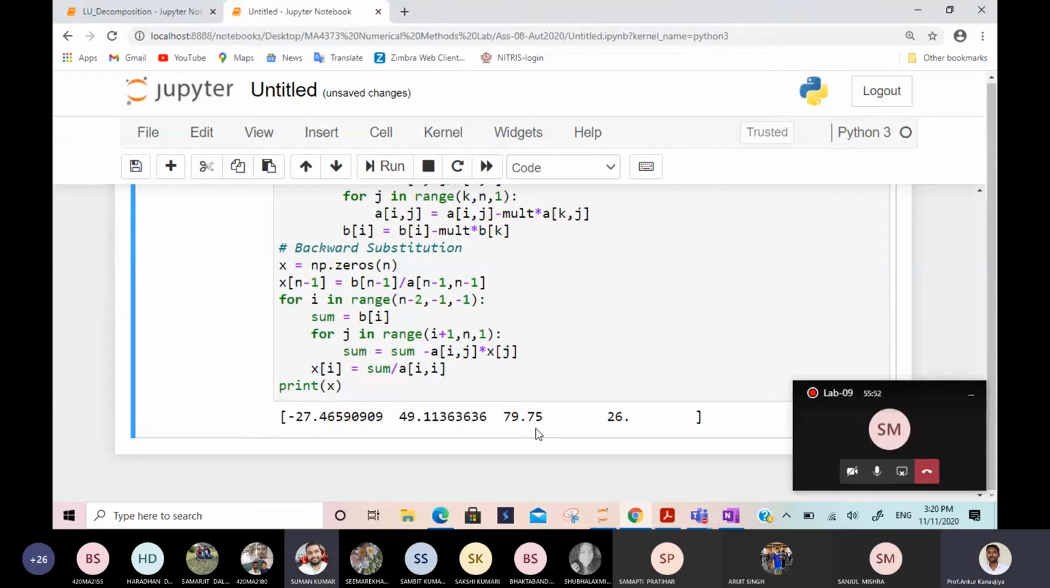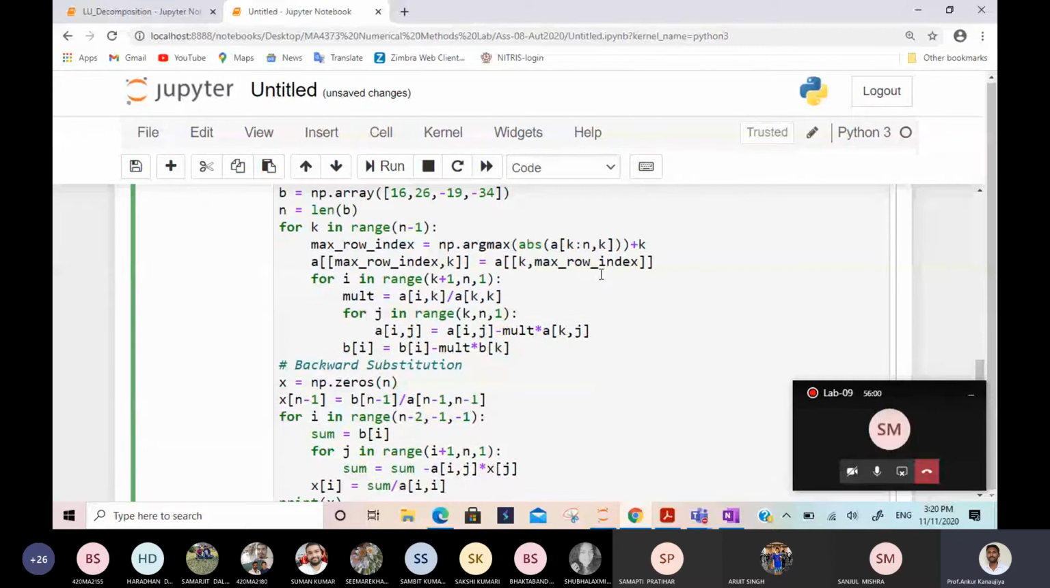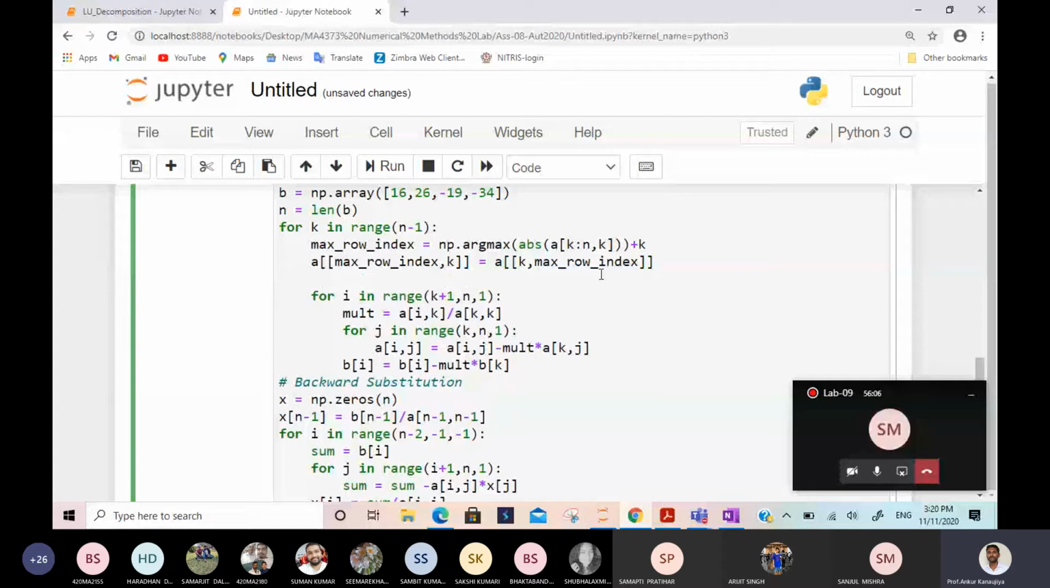No. Yes. So I didn't touch any code, I added only 2 lines. One, I found the maximum, and I interchanged the row of A. So something is missing. I have to add one thing. Can anyone tell me what I missed?